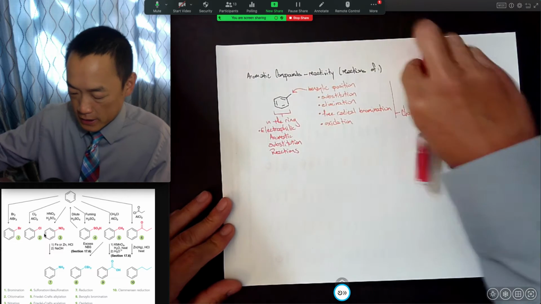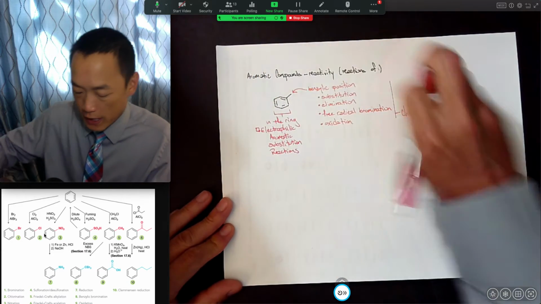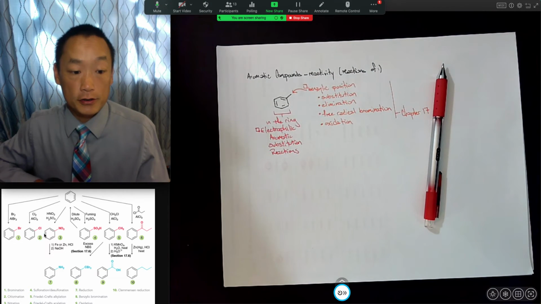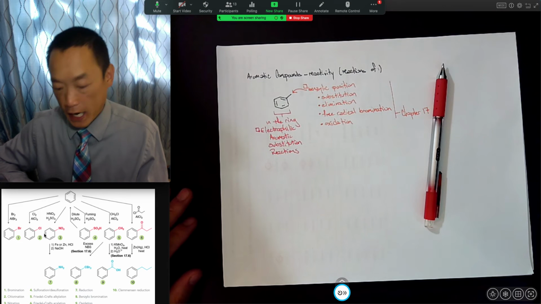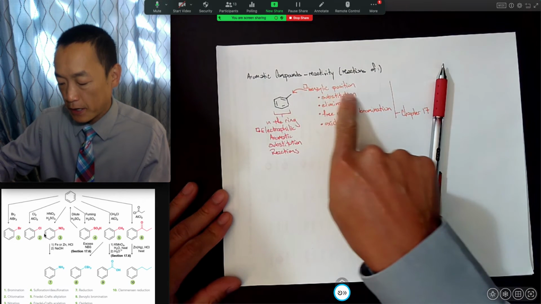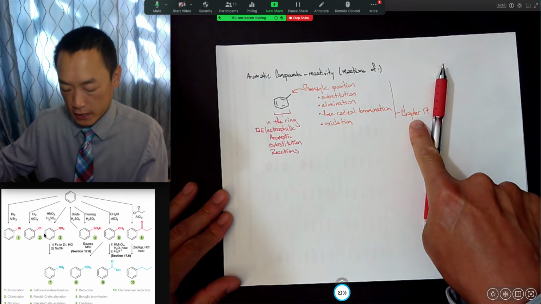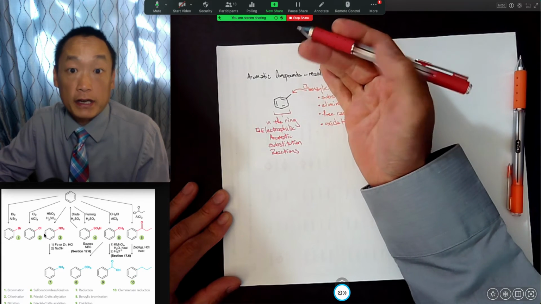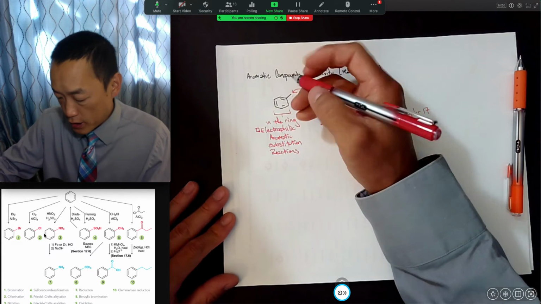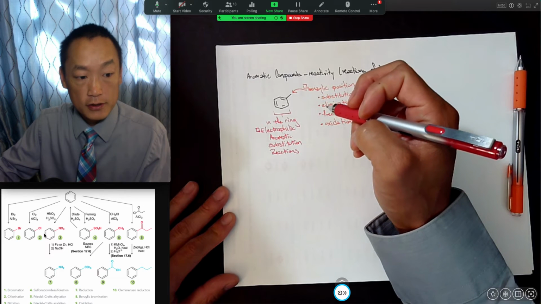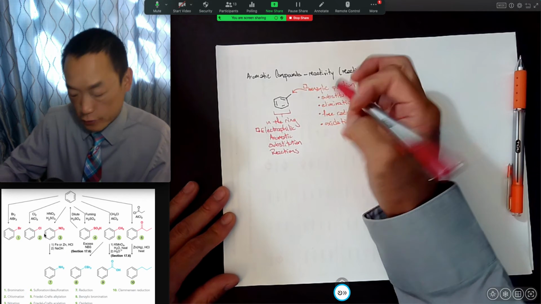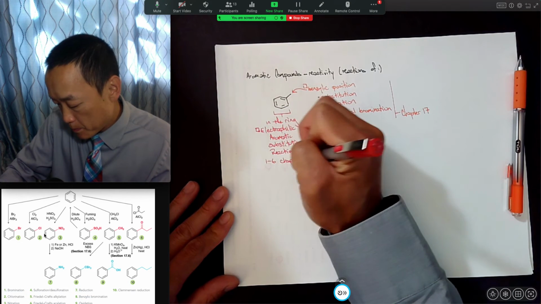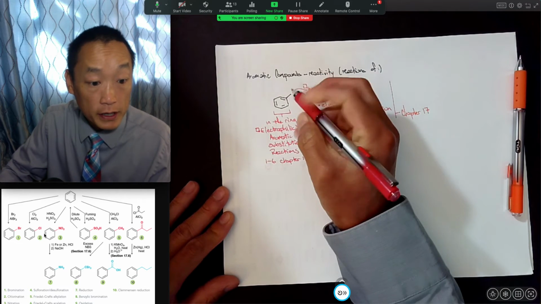And when we look at these types of reactions, so here's all the reactions you'll have to learn for this portion of the unit. They are going to fall under really these two categories, which are reactions that occur at the benzylic position, which is chapter 17, and reactions that occur on the benzene ring, or the aromatic ring is a better way that I should say this. These are reactions 1 through 6 in chapter 18.